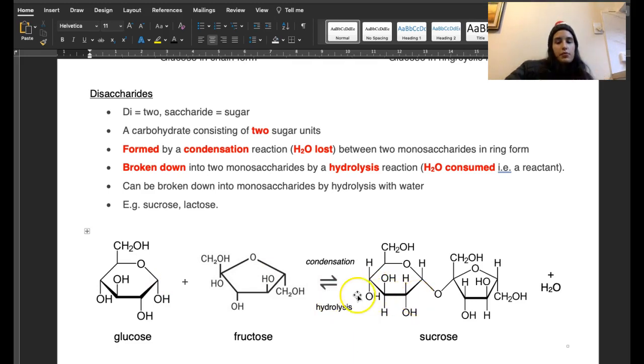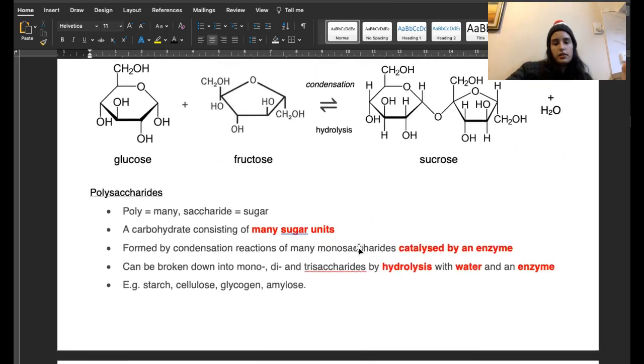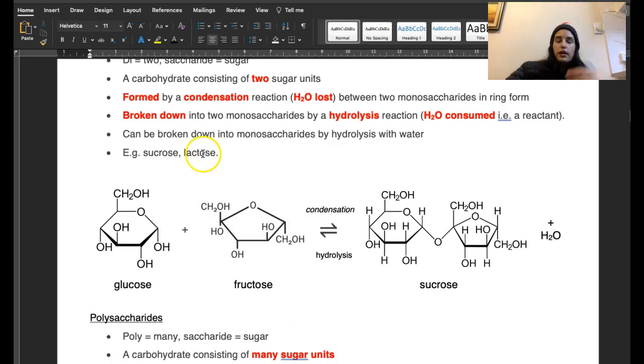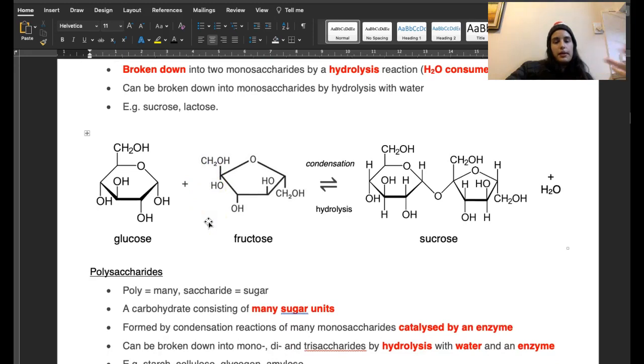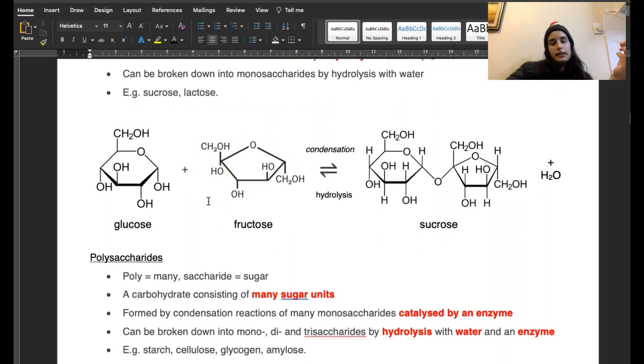But you can also go back the other way. You can also break down sucrose by hydrolysis into glucose and fructose. And in that case, you're actually going to consume H2O. You're going to add back in H2O in order to break up the substance and form glucose and fructose. So it can be broken down into the monosaccharides by hydrolysis with water. So lactose, which you would know as a common thing, for example, you know some people are lactose intolerant. That is actually a disaccharide.